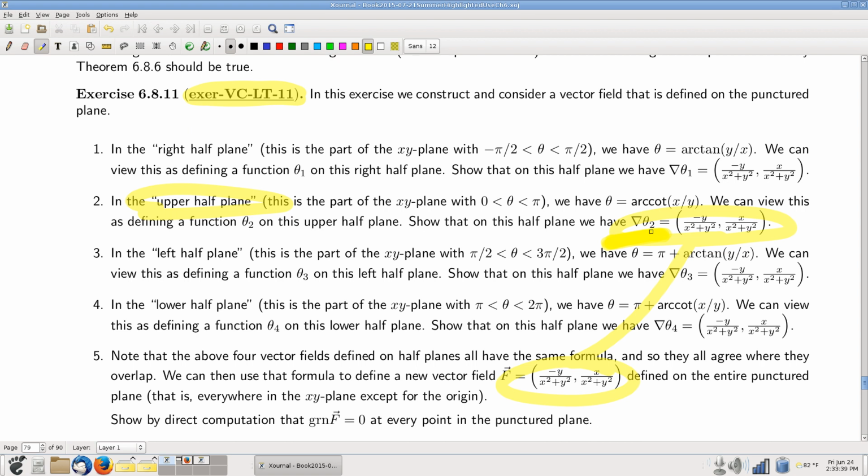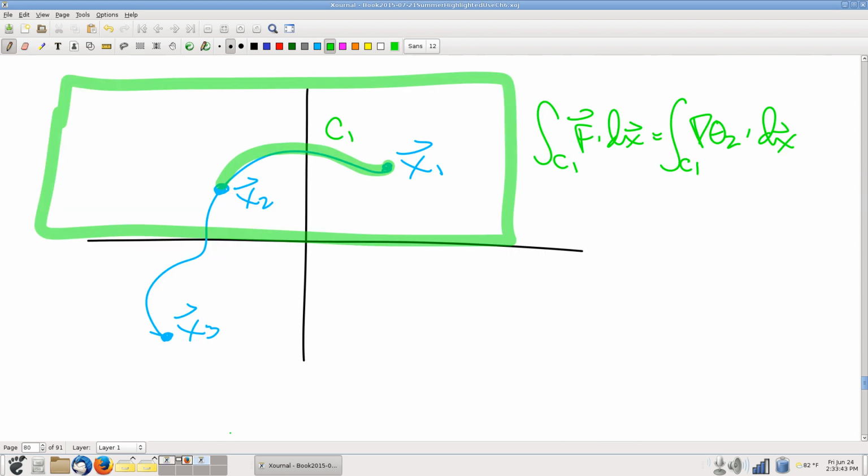Okay, so the point is that that means this line integral, being as it is an integral of a gradient, gives me theta 2 of x2 minus theta 2 of x1. Okay, so the point is it gives me this angle. Right? It gives me that.